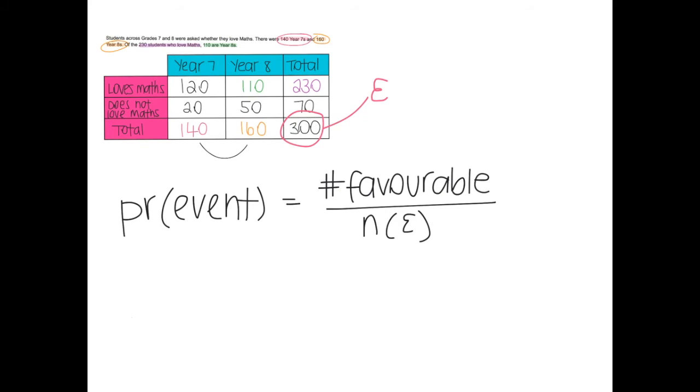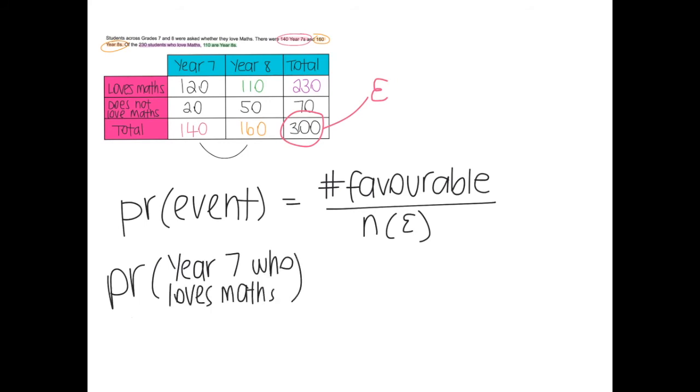If I wanted to calculate the probability that a Year 7 student who loves maths is selected, I would do, again, probability of event equals the number of favourable outcomes over the number of total items of data in the universal set. And I would say probability Year 7 who loves maths. So to calculate the probability that a Year 7 student who loves maths is selected out of all possible students, I'm doing again the probability of the event is the number of favourable outcomes over the number of items of data in the universal set, or the total.